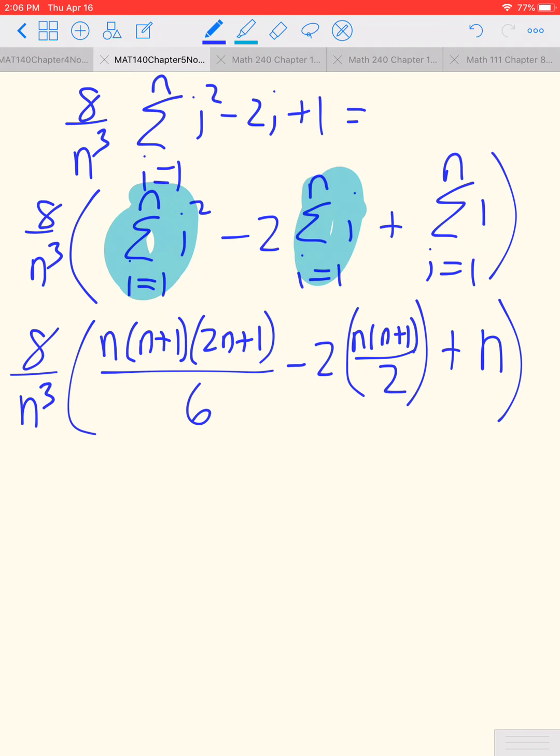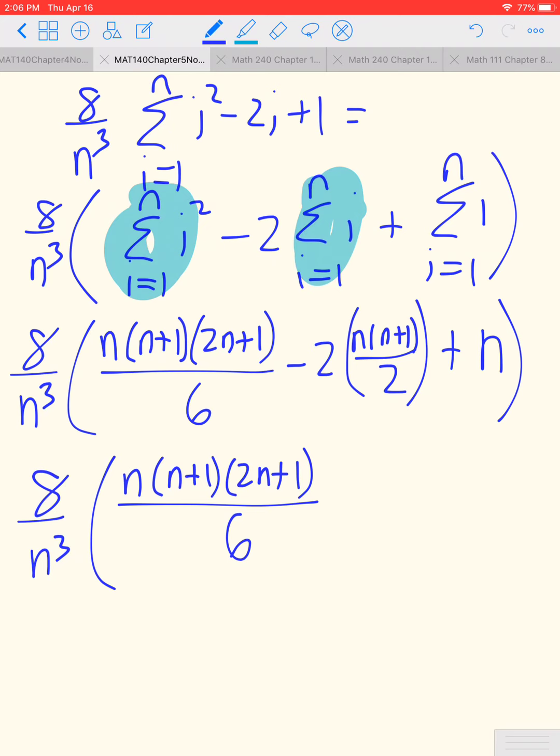From here, we can go ahead and try to simplify this. What do we have? We have 8 over n cubed times n times n plus 1 times 2n plus 1 over 6. Here, these will cancel. So we have negative n times n plus 1 plus n. From there, let's try to see what we can do.